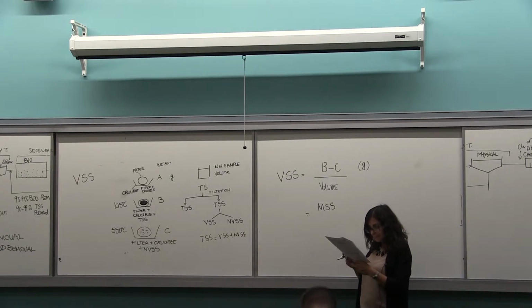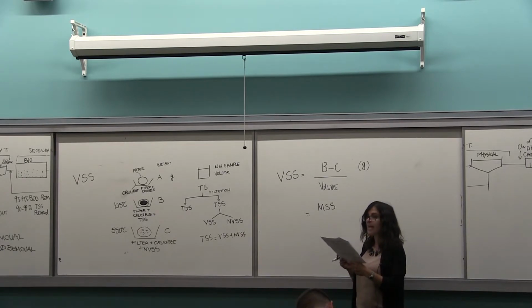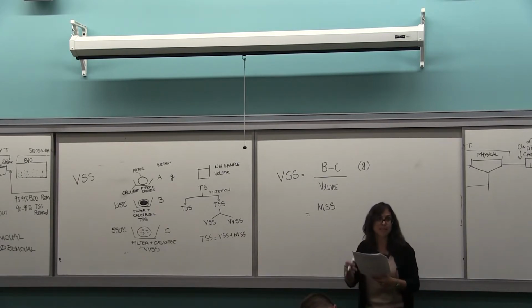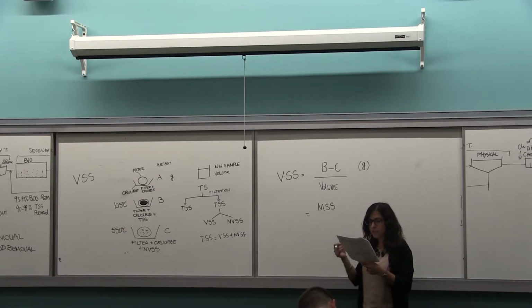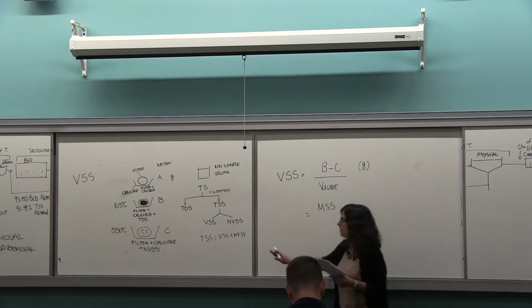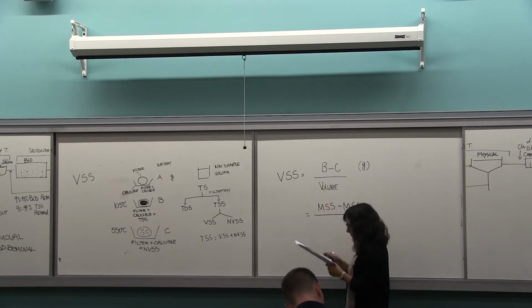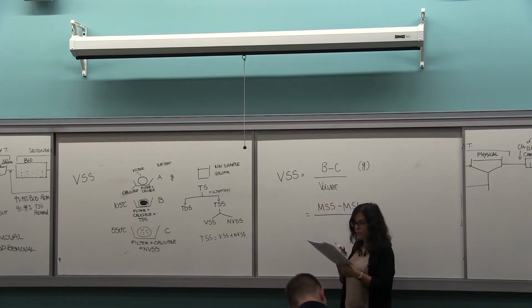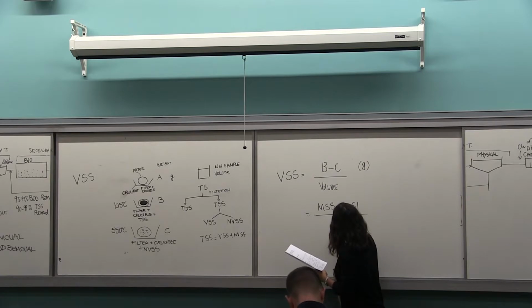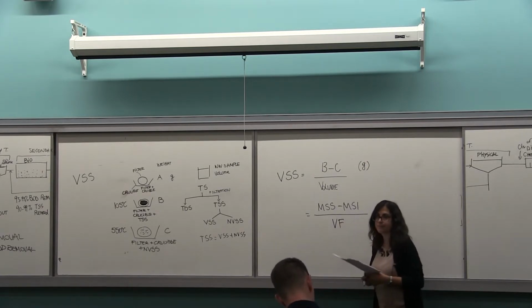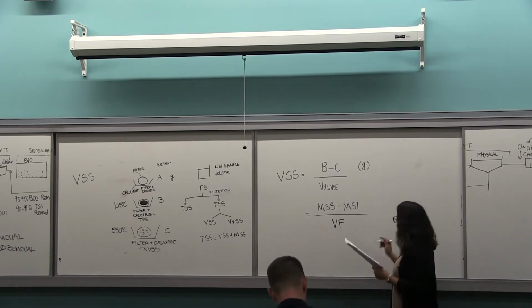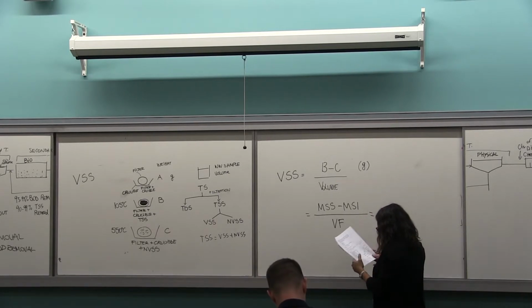MSI is the mass of ignited solids, meaning burned at 550, crucible, filter paper, and solids. So it's exactly my C. And then the volume filtered is VF. All right, so now we can look at the numbers.